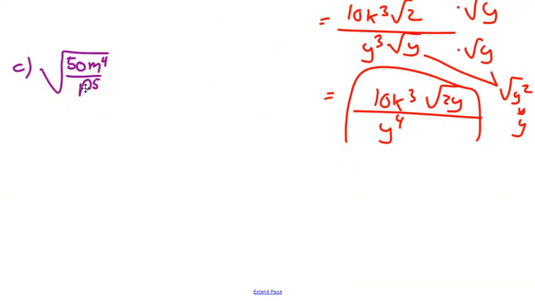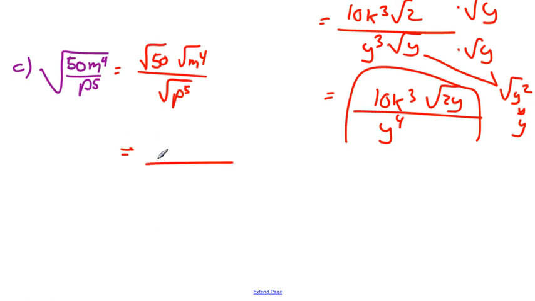First of all, I'm going to do the same thing like I did for part B and break this up into 3 separate radicals. So I'm going to break this down into square root of 50 and square root of m to the power of 4 and then square root of p to the power of 5. Okay, let's look at the numerator here. Let's break down radical 50, and I can rewrite that as square root of 25 times square root of 2. Okay, so that's what square root of 50 becomes. And this is nice. The square root of m to the power of 4 is just m squared, because the 2, which is right here, goes into 4 2 times.